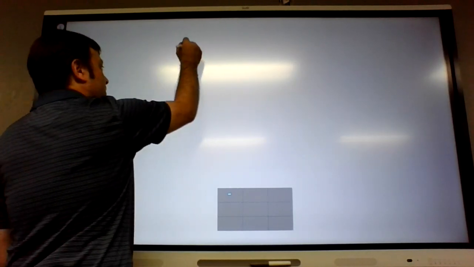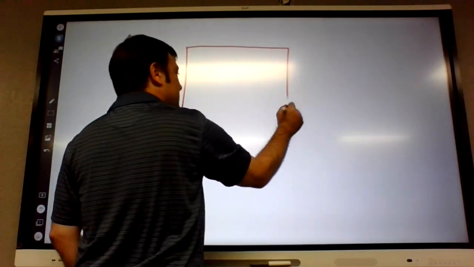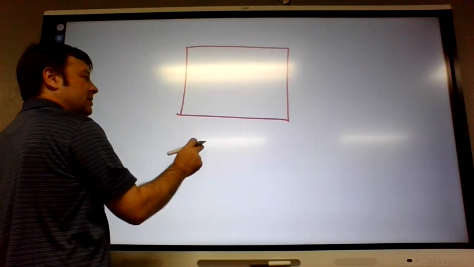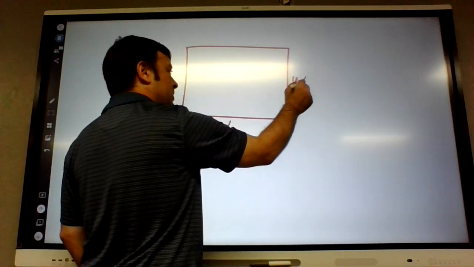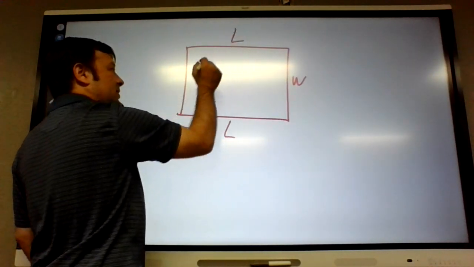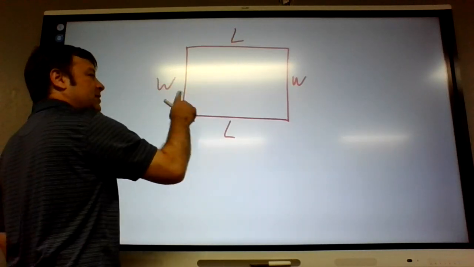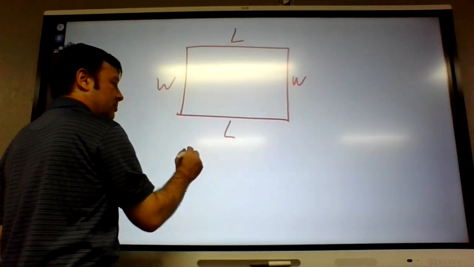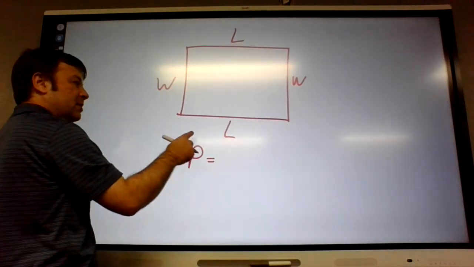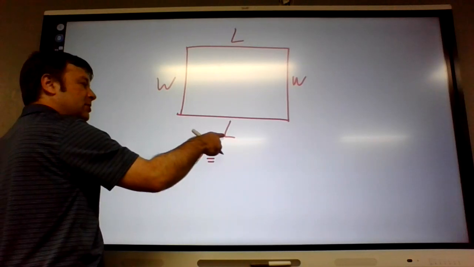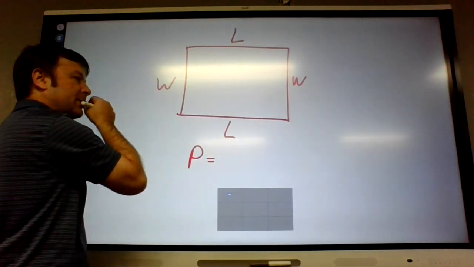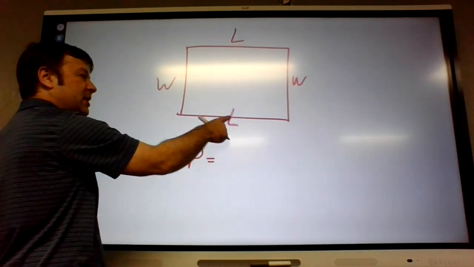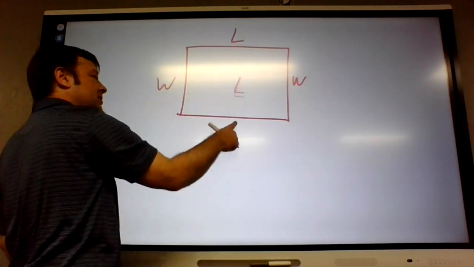Anyway, a rectangle's perimeter. Perimeter just means the distance around. Usually we call the long side the length and the wide side the width. So this would be the length as well. These two are the same, and these two are the same. So to find the perimeter, the distance around, you need two of these plus two of these, right? So what is L plus L if you add two of those together?